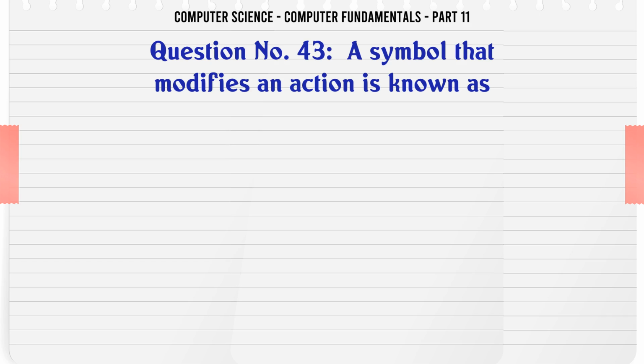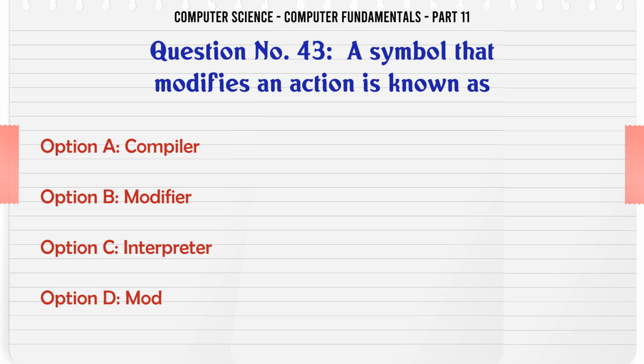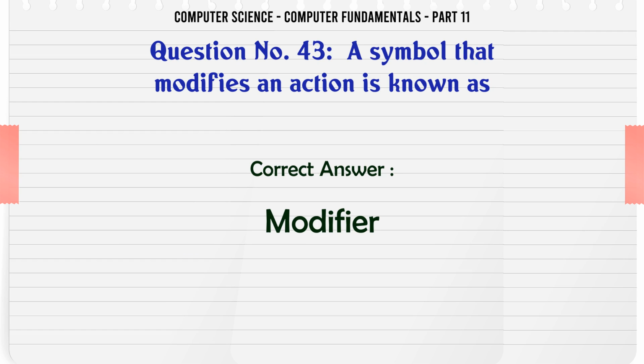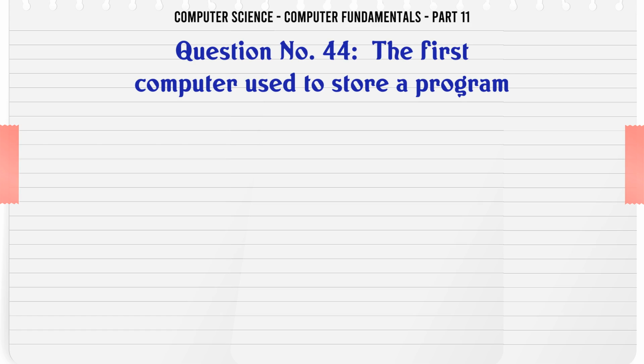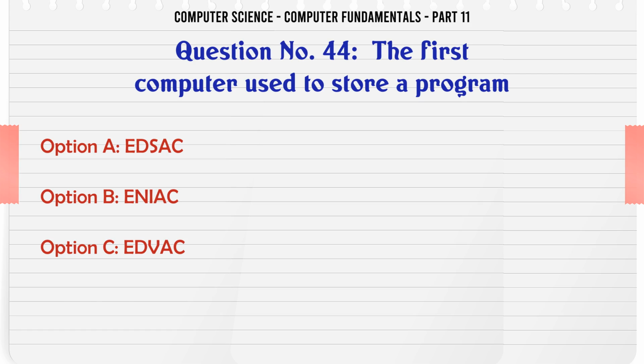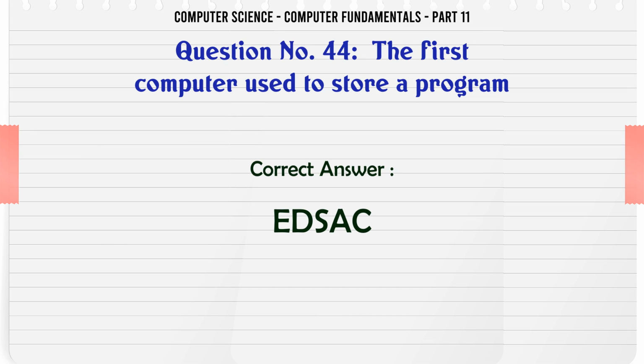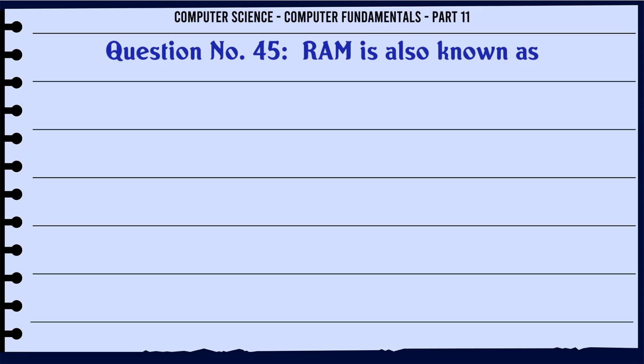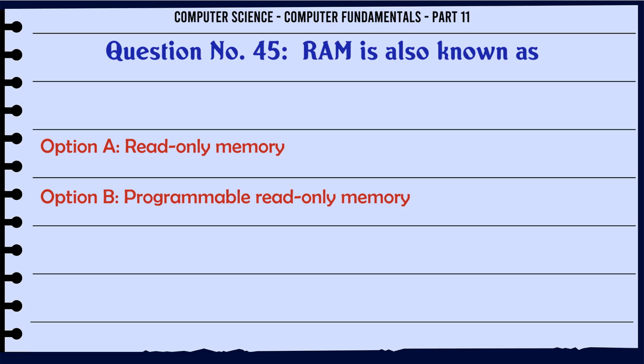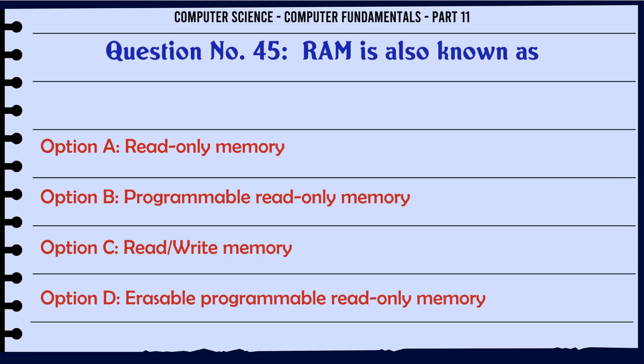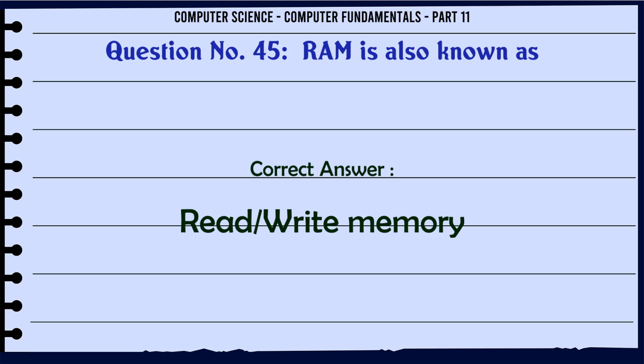A symbol that modifies an action is known as A. Compiler, B. Modifier, C. Interpreter, D. Mod. The correct answer is modifier. The first computer used to store a program. A. EDSAC, B. ENIAC, C. EDVAC, D. ACE. The correct answer is EDSAC. RAM is also known as A. Read-only memory, B. Programmable read-only memory, C. Read-write memory, D. Erasable programmable read-only memory. The correct answer is read-write memory.